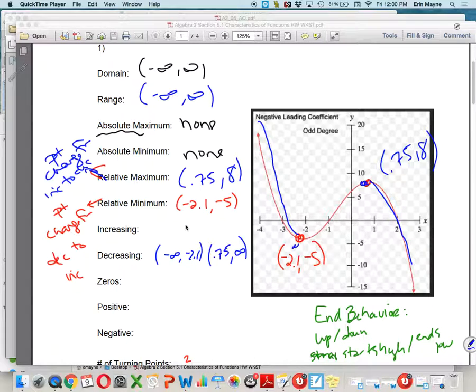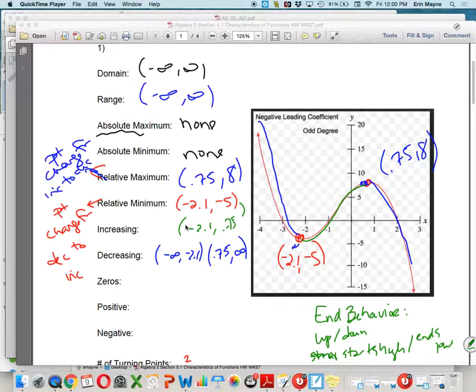Now, sometimes this is the harder part a little bit. When is it decreasing? Or sorry, increasing? Whatever's stuck in between. See that little gap from negative 2.1 to 0.75? There's your increasing.